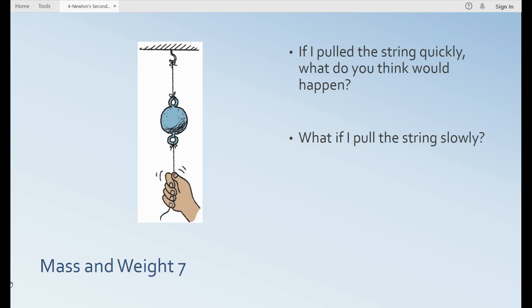Okay, so as you saw in the video, if we pull that string very quickly, the inertia of the ball prevents any of that force from being transferred to the upper string, so all the force is taken by the lower string and the lower string breaks. But if we pull the string very slowly, now our force, in addition to the weight of the ball, is all transferred to the upper string and the upper string breaks.